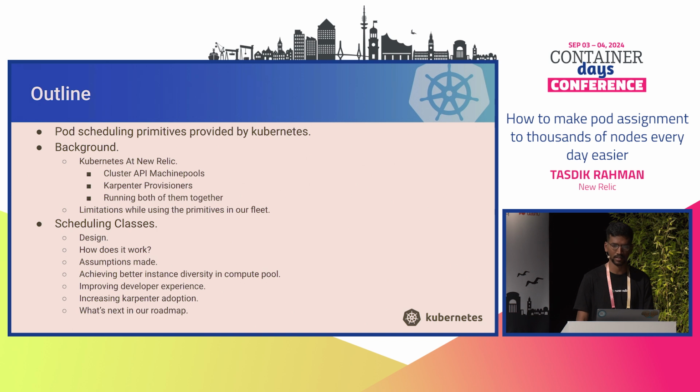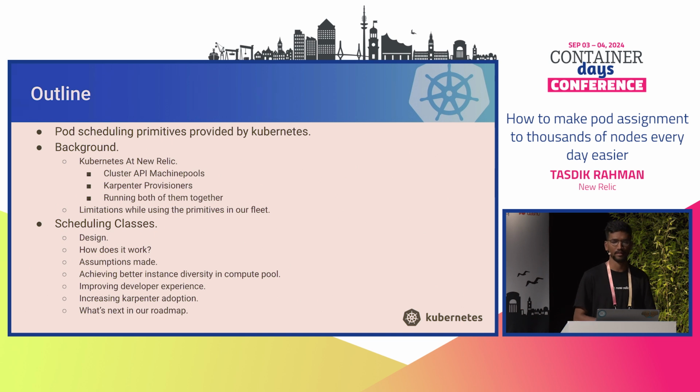That being said, to start the talk off, a rough outline of what I'm going to be talking about today is we're going to start with going over the pod scheduling primitives provided by Kubernetes, a little bit of background, and what do I mean by that? Kubernetes at New Relic, how do we use it, the different things which we use to make Kubernetes at New Relic possible, and the limitations which we faced when using some of these scheduling primitives in our fleet.